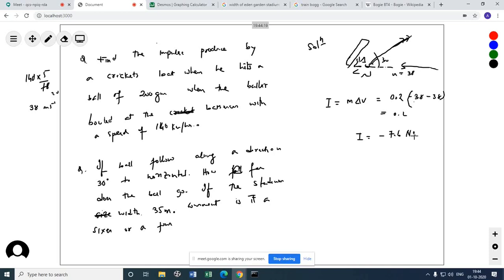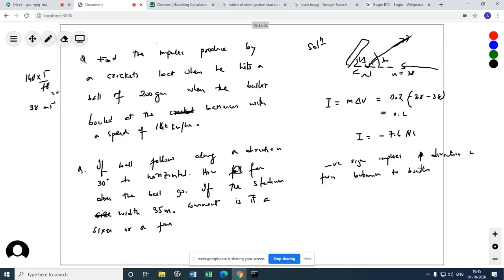Newton second. Okay, so in every 1 second you are applying how much force? So minus 7.6 Newtons. Is impulse vector or scalar? Vector. Very good. So what does the negative sign imply? It's in the opposite direction. Opposite, from where to where? From batsman to bowler.